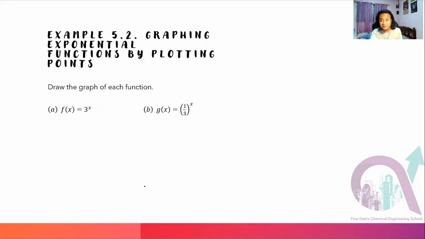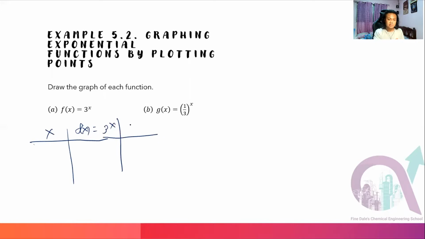Next is how do we graph them? You can do this by plotting points. If you have a function and you are to draw its graph, you can use a table of values. In your module, I wrote there 3 to the x, and then the other is 1/3 to the x.